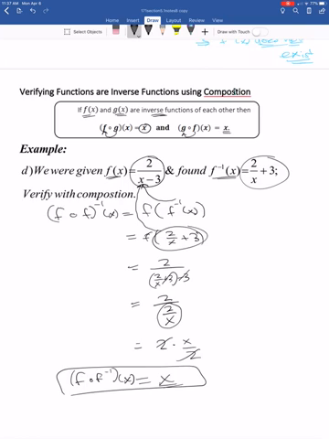This symmetry line, right? y equals x. It doesn't matter the order. It can go either way, right? You could take f inverse and plug it into f. Again, you'll get the same thing, right? So again, composition will always equal x if you're dealing with inverse functions.